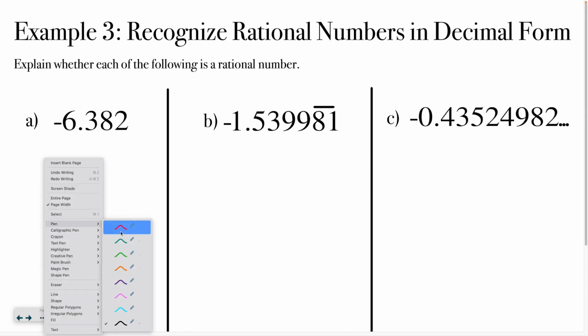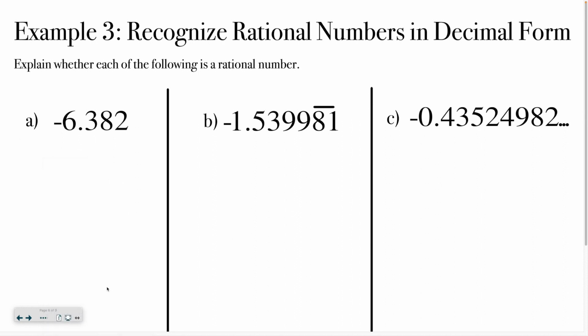So looking at these, we just want to figure out, like, is each of these a rational number? So remember, in order to be rational with the decimal, it has to either be terminating, meaning it comes to an end, or it has to be repeating. Okay, so looking at this very first one, negative 6.382. There aren't any of these dots here to say, oh, hey, it's going to continue forever. So we know that it has an end, right? So I would say, yes, this is rational because it is terminating.